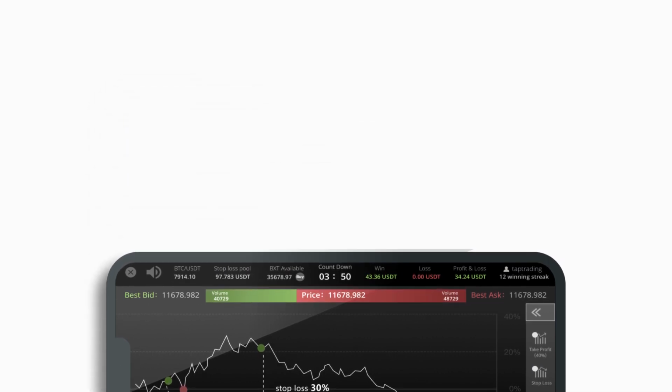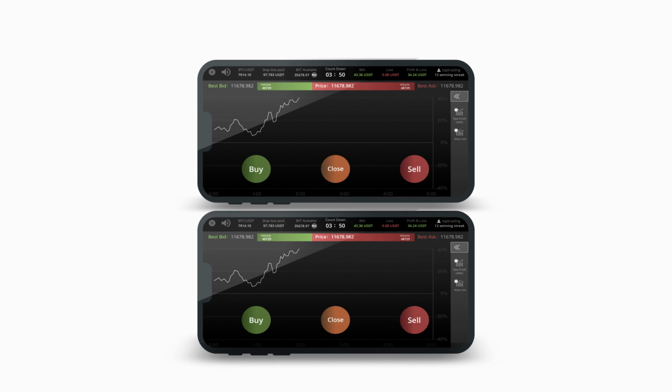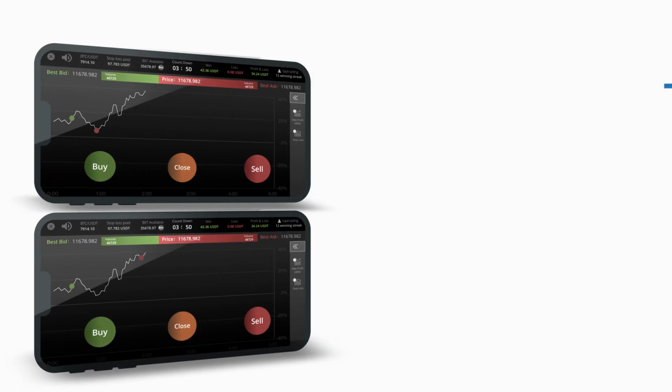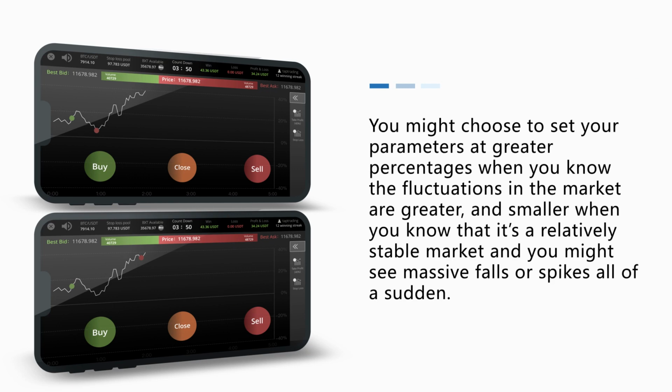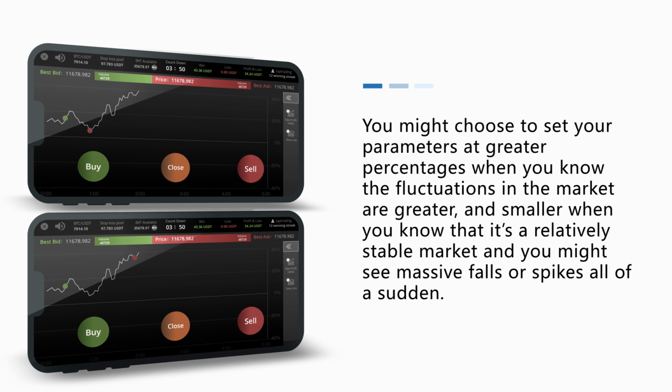Your parameters should be set according to what the market is feeling that day, and also how you think the players in the market are behaving. If everyone in the market is setting their parameters to 10%, then you might get completely different results from setting your parameters to 9 or 11%. In another example, you might choose to set your parameters at greater percentages when you know that the fluctuations in the market are greater, and smaller when you know that it's a relatively stable market, and you might see massive falls or spikes all of a sudden.